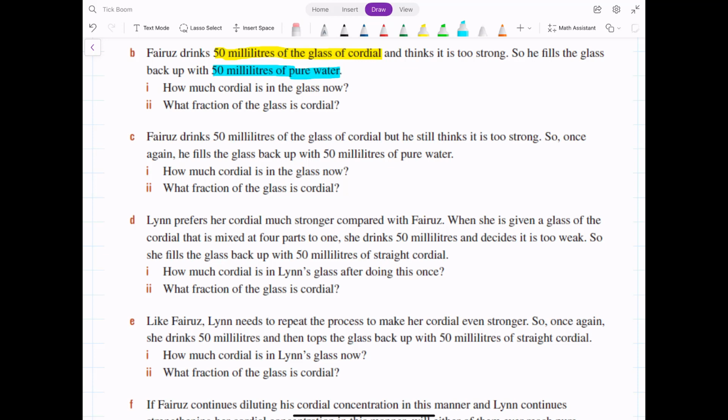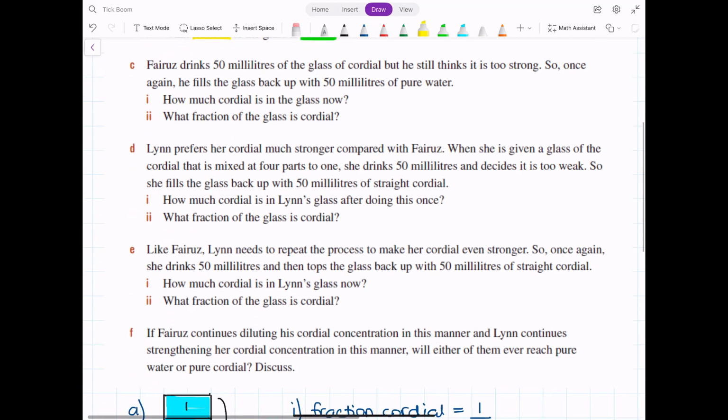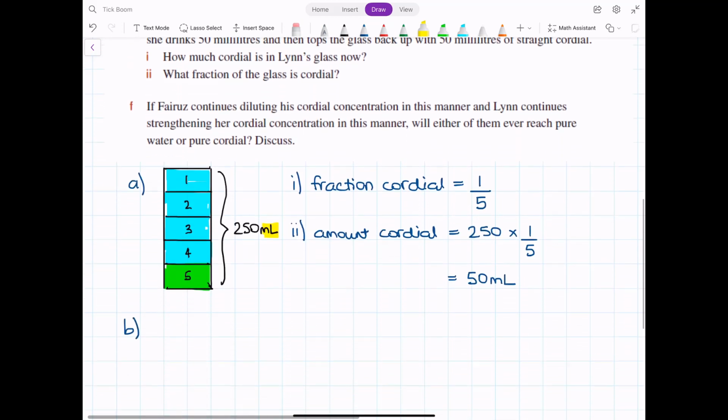And so now, once again, we're concerned with the cordial. First of all, we're starting with how much in milliliters would be in the glass. And then once we've worked that out, we want to work out the fraction of the glass that will be cordial. So quite a similar question, just reversing the order. We're now going amount of cordial, then fraction of cordial.